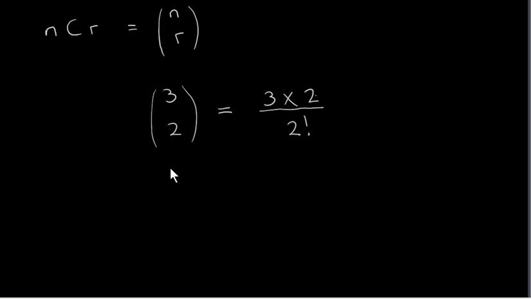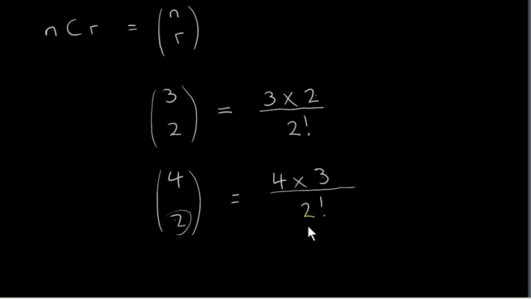Let's just consider another example. Let's look at 4C2. This is the number of ways of choosing 2 objects from 4. It's the number of combinations. So we have 4 on top here, so we start with 4, we multiply back towards 1, but we just have 2 numbers on top because we have a 2 here. And then we divide by this number factorial, 2 factorial.